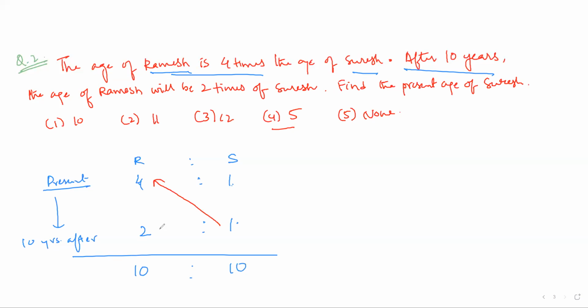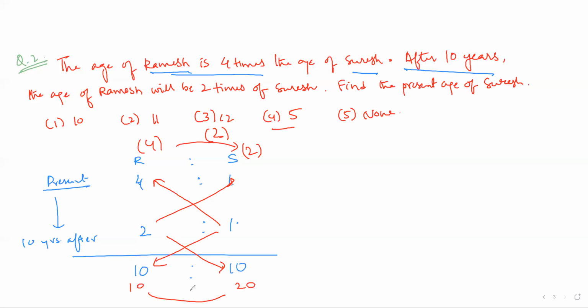Now just apply the same method. Cross multiply. Here we will have 2. The difference is now going to be 2. And here, how much? 20 and 10. And that will be 10. So this 2 corresponds to 10. So 1 is going to be 5. Right? Okay. So the present age of Suresh is 1 unit, so 1 is going to be 5. So the correct answer is 5.